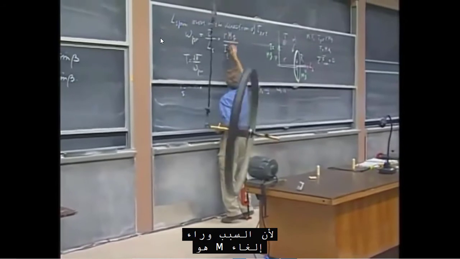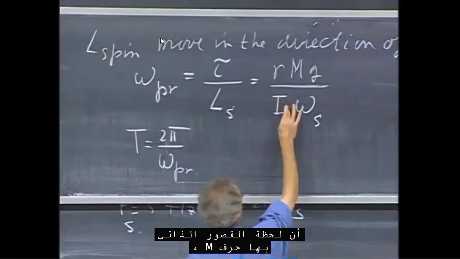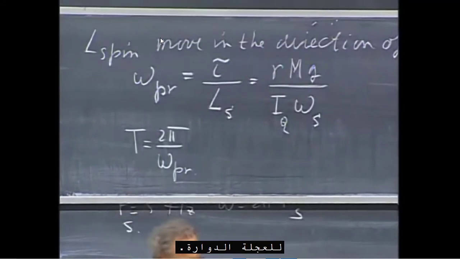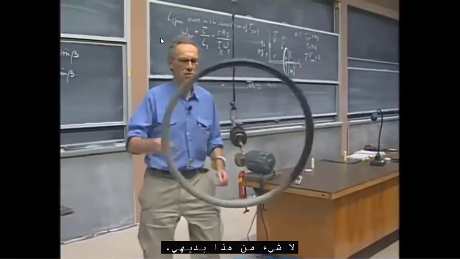So what I have done is, I have increased this torque, but not at the expense of m. Because the reason why the m cancels is because the moment of inertia has an m in it. But if I just hang this object on it, that doesn't change the moment of inertia of the spinning wheel. None of this is intuitive.